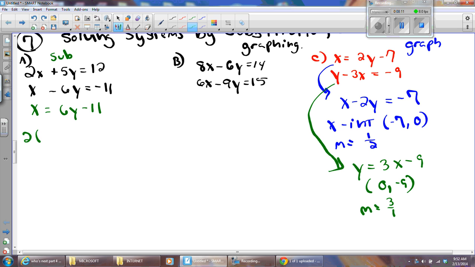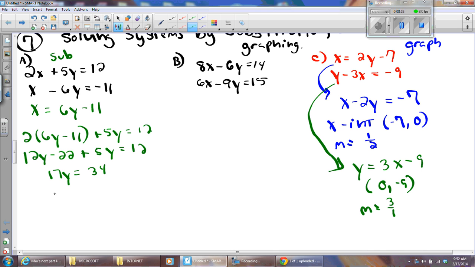Then I'll write 2 times the quantity of 6y minus 11 plus 5y, and that'll equal 12. 12y minus 22, distributing of course, plus 5y equals 12. And then I will combine like terms, get 17y, and that will equal 34. So y is going to equal 2. Now I will use this equation here to say that x is going to equal 6 times 2 minus 11, which I believe x will equal 1. So these lines cross at the point 1, 2.